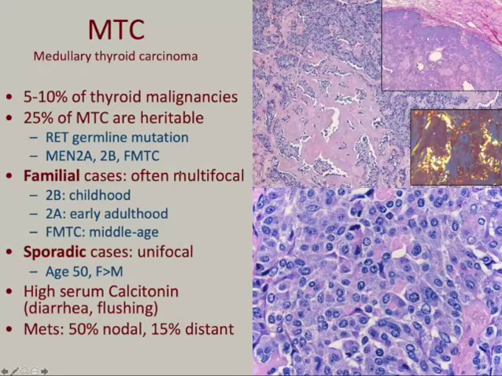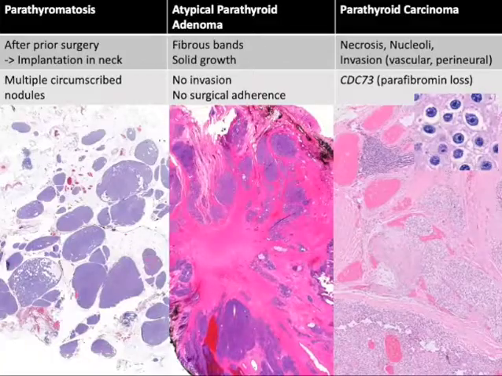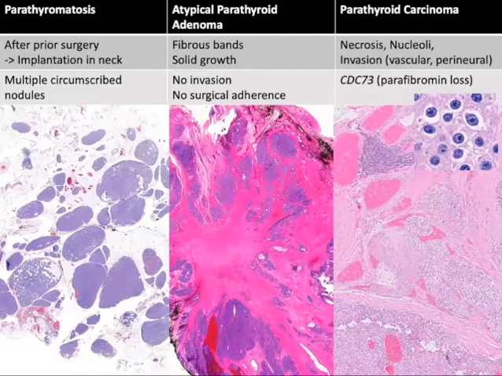Unifocal versus multifocal, you know the characteristic buzzwords: amyloid with apple green birefringence, characteristic nuclear salt and pepper with granular cytoplasm of a neuroendocrine neoplasm, calcitonin positivity. These patients should be screened for RET mutation. If there is a RET mutation in the tumor, then they should get screened for a RET mutation in their germline.